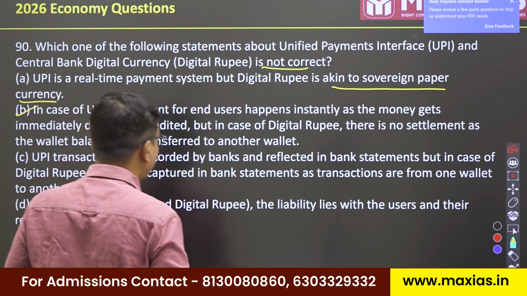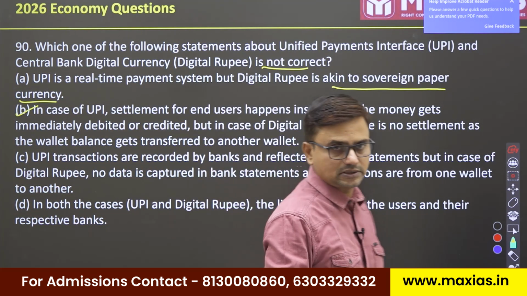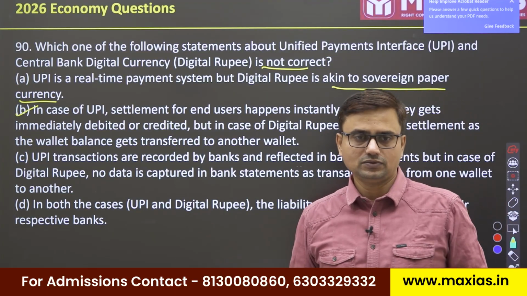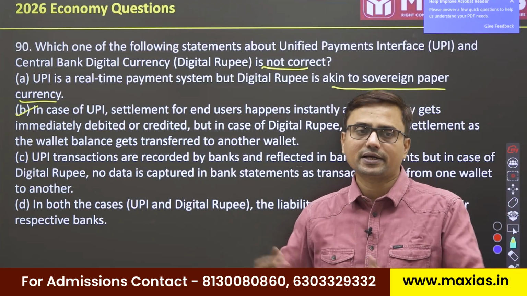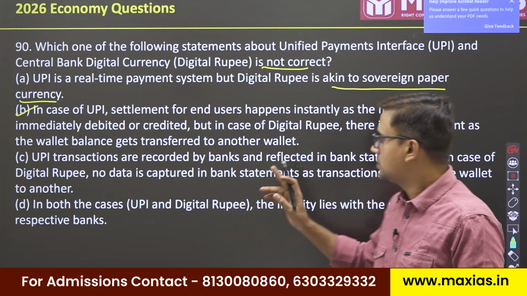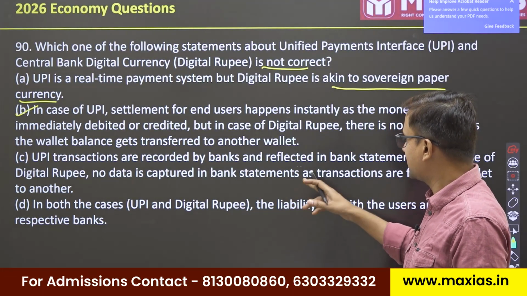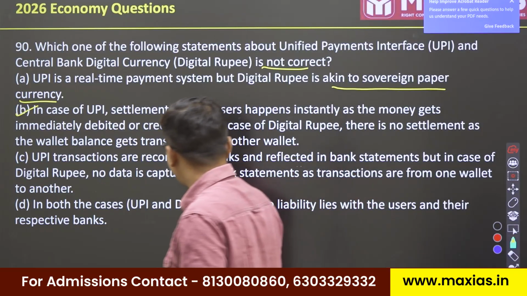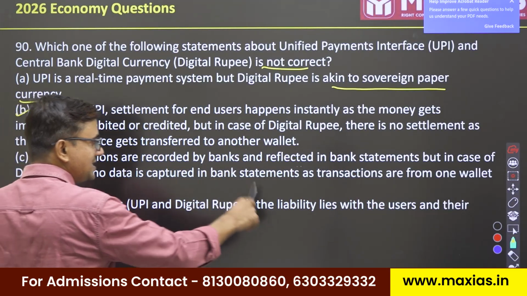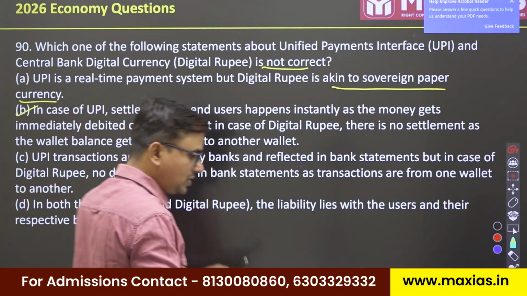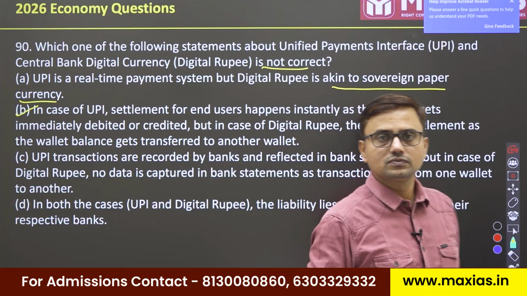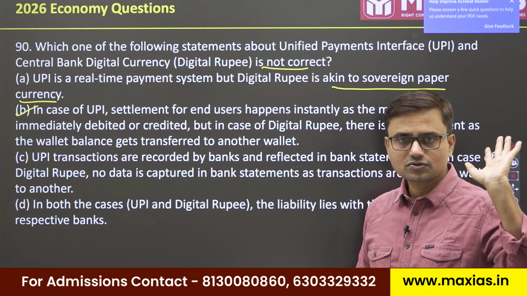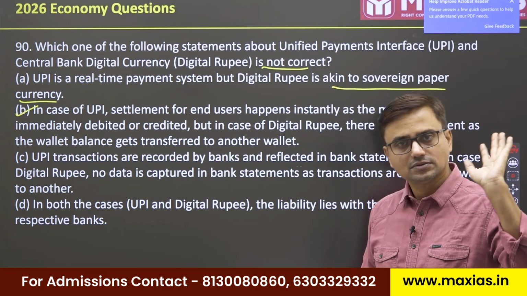Now, UPI transactions are recorded by the banks and reflected in the bank statements. As I told you, this will be from wallet to wallet, not from bank to bank. UPI is bank to bank. But in case of digital rupee, no data is captured in bank statements because transactions are from one wallet to the another wallet. So statement 3 सही है गलत है? सही है.